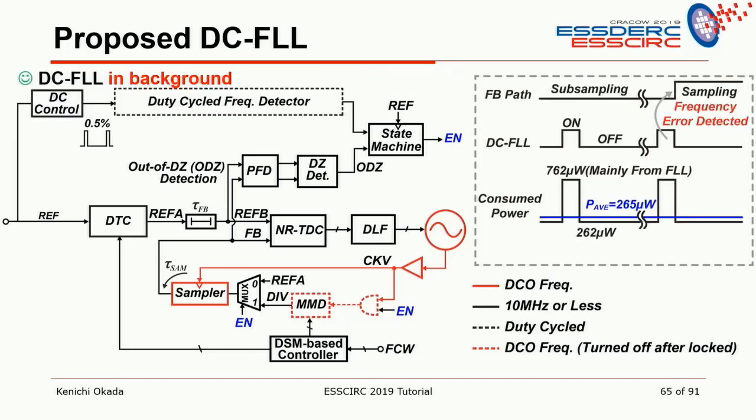And one more thing is actually only this is still a kind of subsampling mode, so the plus one FCW case cannot be detected. So some FLL is still required here. But the simple FLL works at the DCO frequency, so it is very power consuming. For example, in this case, 500 microwatt is required for this PLL FLL operation. But we apply some duty cycling, working at a very limited time, because this is just for backup.